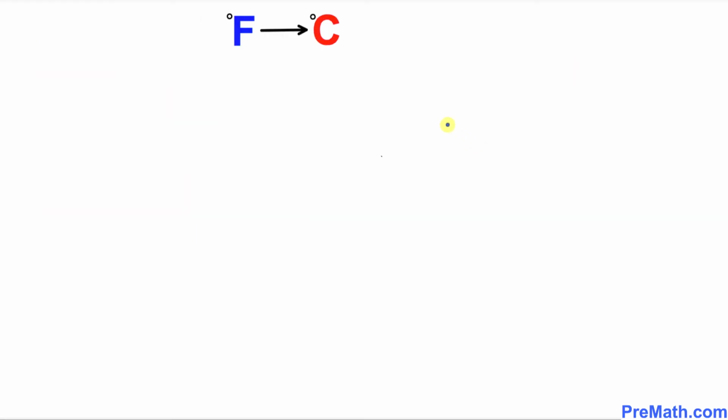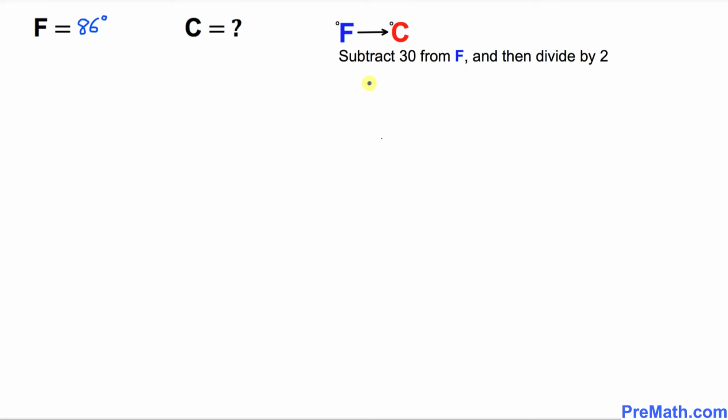And in this next part, now I will show you how to convert from degrees Fahrenheit to degrees Celsius. And here is the very first example. Here F equals 86 degrees is our value, and we want to convert it into C. That means C is unknown. And here's the formula that we will be using. This time we will be subtracting 30 from F, and then we are going to divide by 2. So let's go ahead and get started.